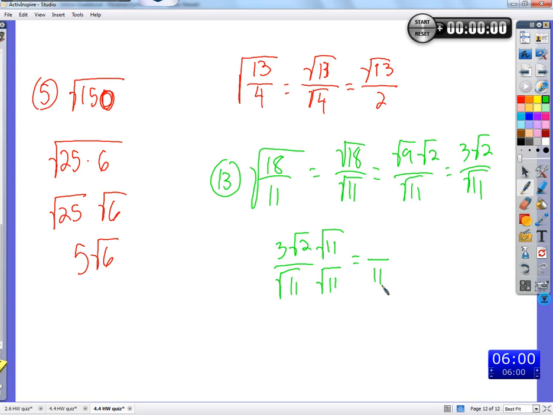Right? Think about it: the square root of 11 is a number. When you take that number and multiply it by itself, what should you get? 11. So you pretty much just get rid of the square root. If you multiply a square root by its identical copy, you just get the number inside. And this is the square root of 22, which can't be simplified. So 3 root 22 over 11.